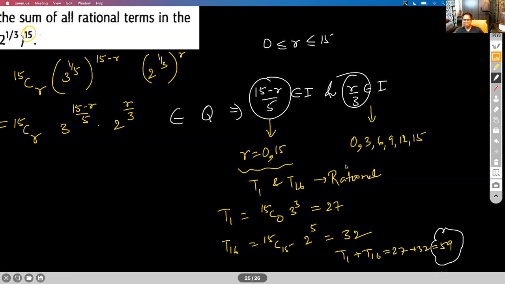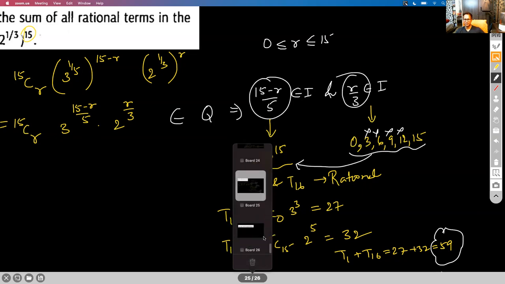6 kaha bola maine? 6 to nahi hoga na? Out of these, only these are the ones which meet the criteria. This only makes this guy an integer. So this is ruled out, this is ruled out, this is ruled out, this is ruled out. Only 0 and 50. The same thing I did in the previous question also, right?